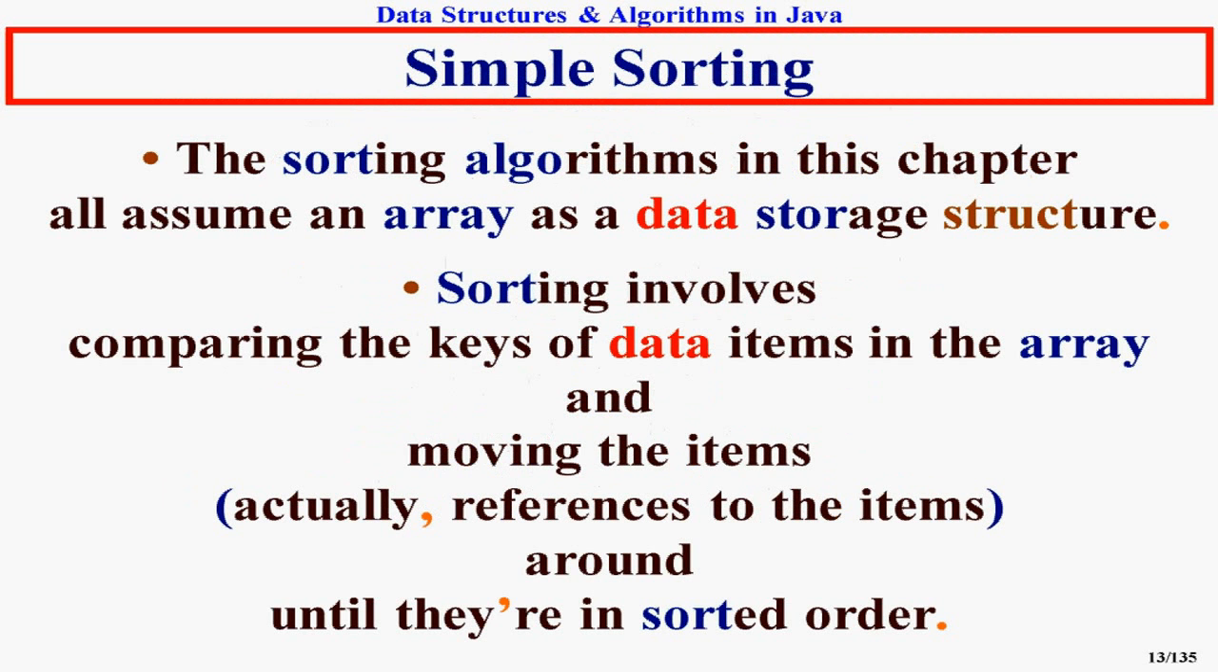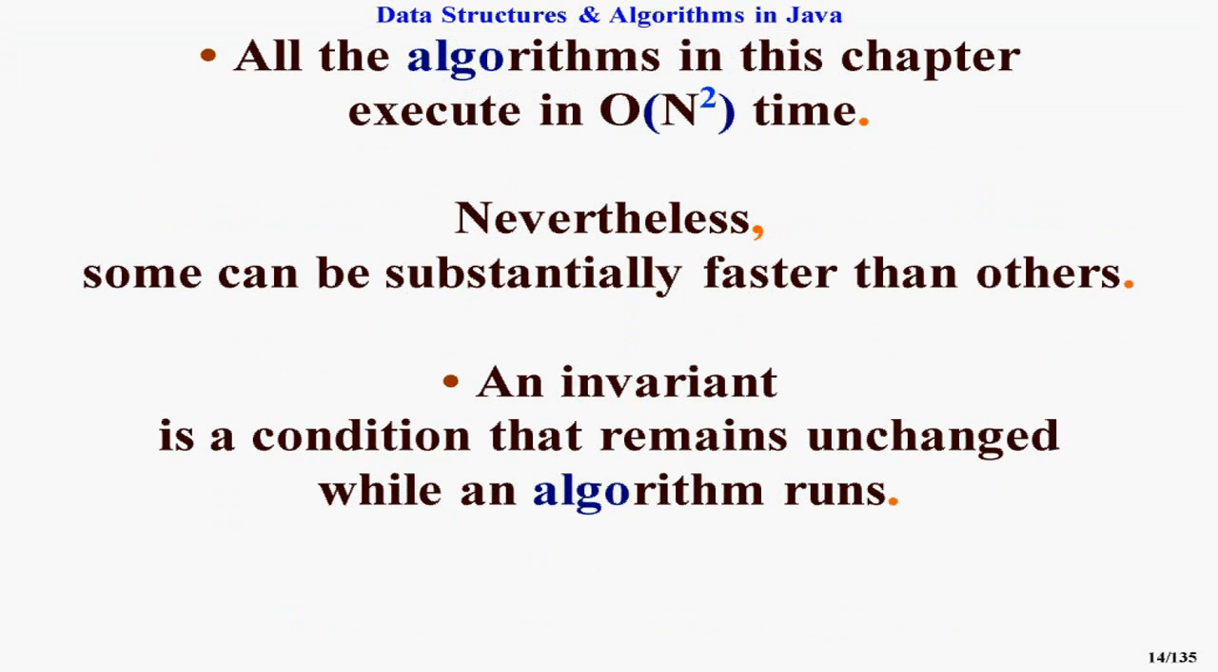The sorting algorithms in this chapter all assume an array as a data storage structure. Sorting involves comparing the keys of data items in the array and moving the items, or references to the items, around until they're in sorted order. All the algorithms in this chapter execute in O(N²) time. Nevertheless, some can be substantially faster than others.